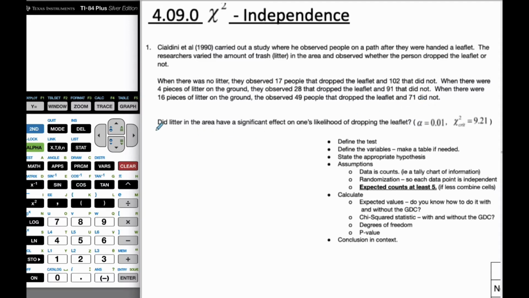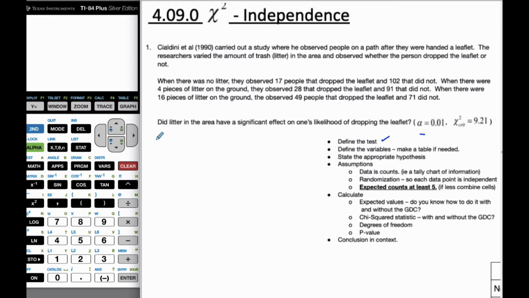And so what we're asked to find is, did litter in the area have a significant effect on one's likelihood of dropping the leaflet? And alpha is 0.01, and the chi-squared critical is 9.21, which we'll talk about a little bit later. So what we're going to do is define the test.